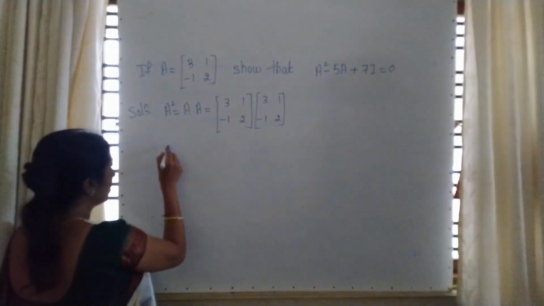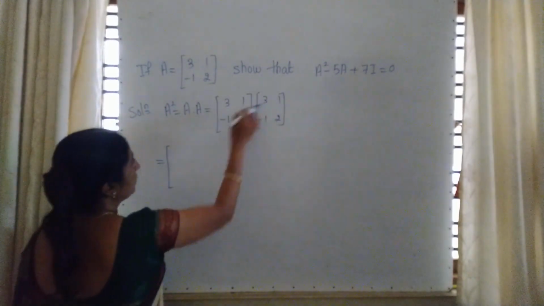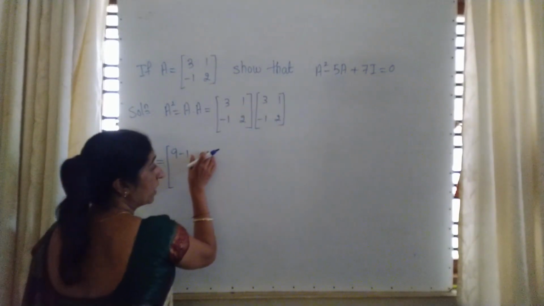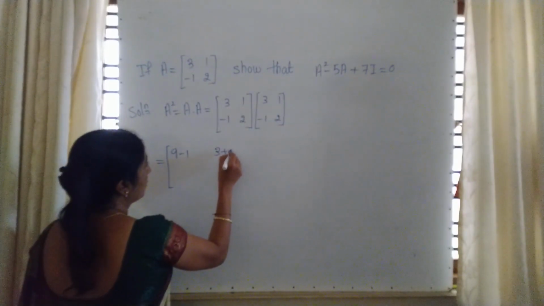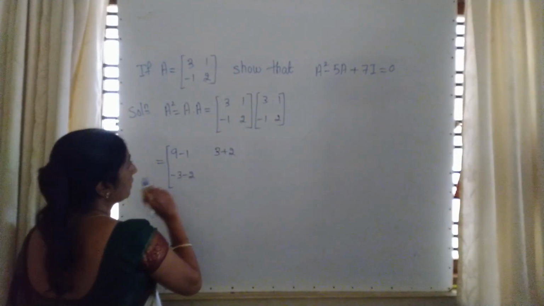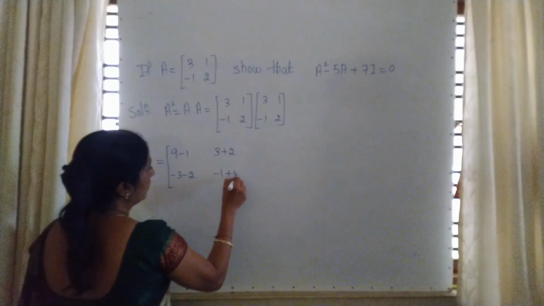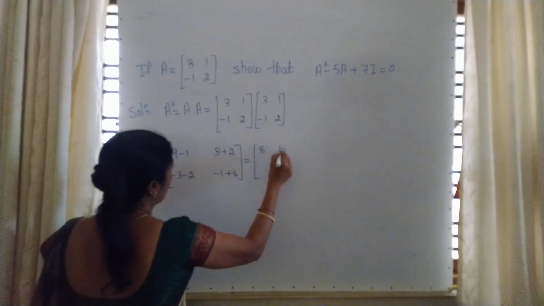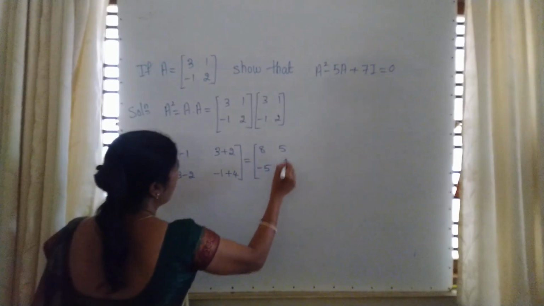Multiply this as usual. First row with first column: 9 minus 1. First row with second column. In the middle we have to leave some place. 3 plus 2. Then second row with first column. Then second row with second column. Simplify this. 8 5, minus 5 3.